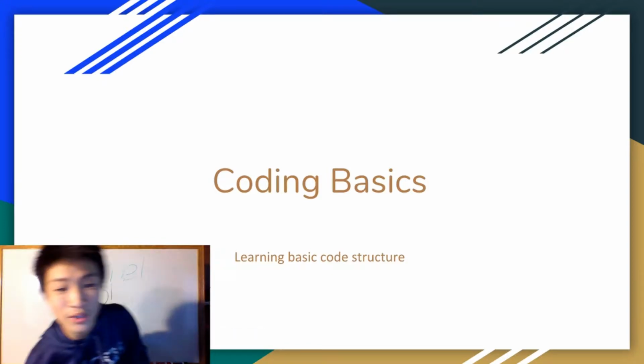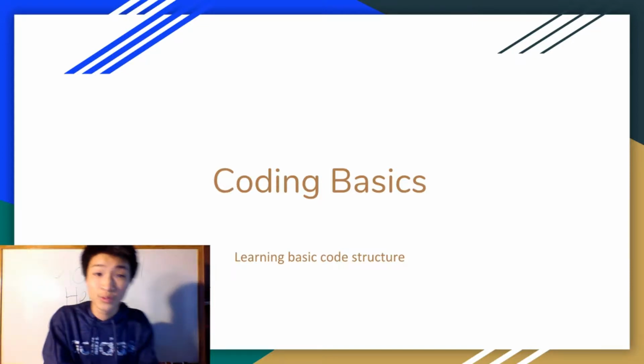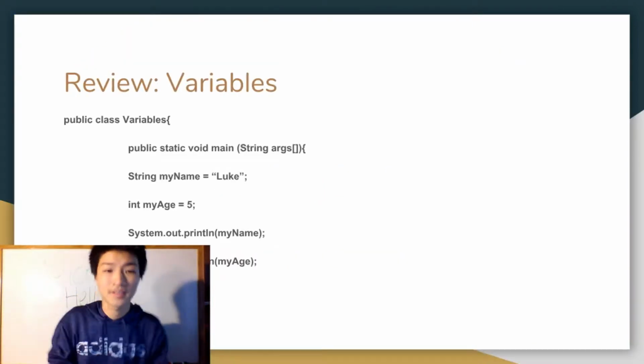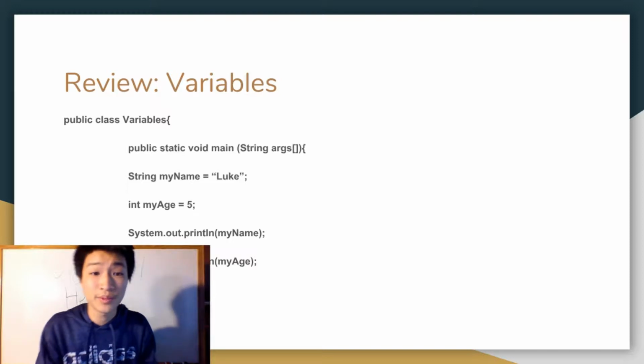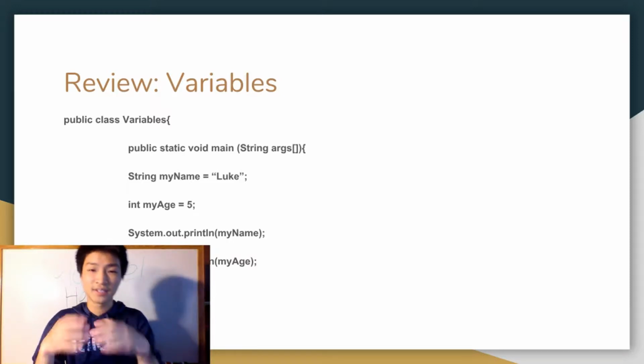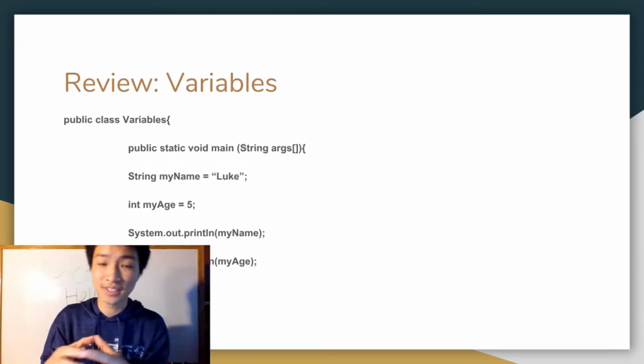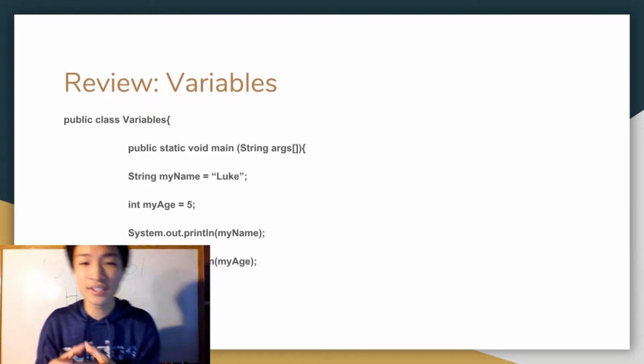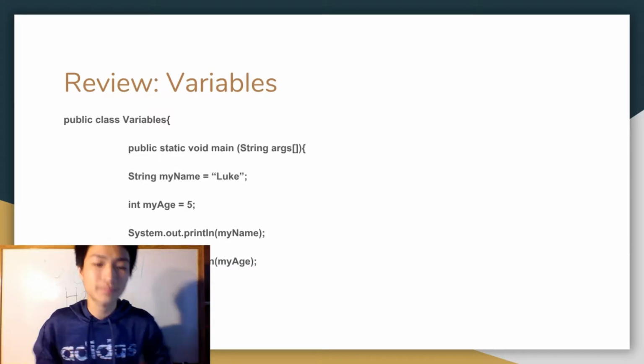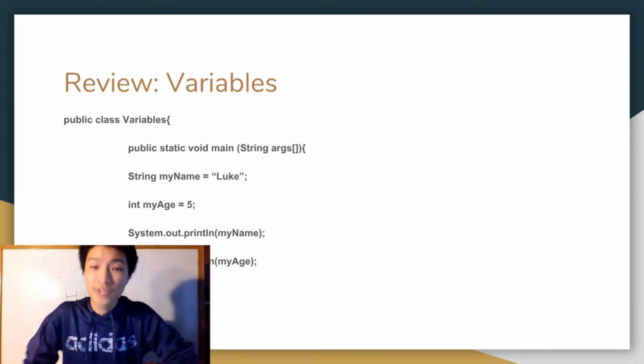So today we're going to be going over coding basics, and we're also going to review what we learned from last time. So yeah, we talked about variables, and if you think about variables, it's a container, and that container has two labels, one of which says what's supposed to be inside, and the other is just the name of the container. And so how do we use that in code?